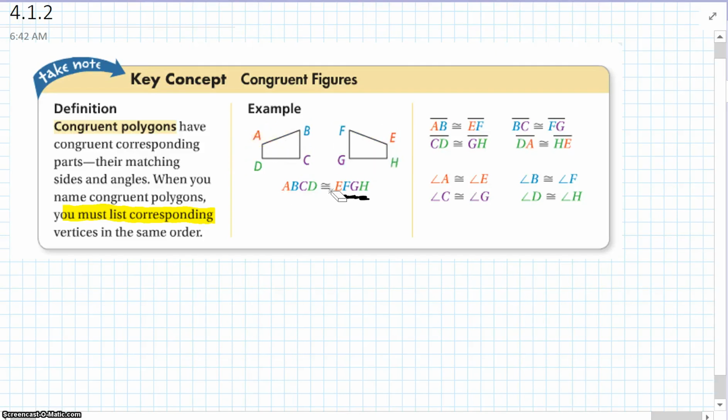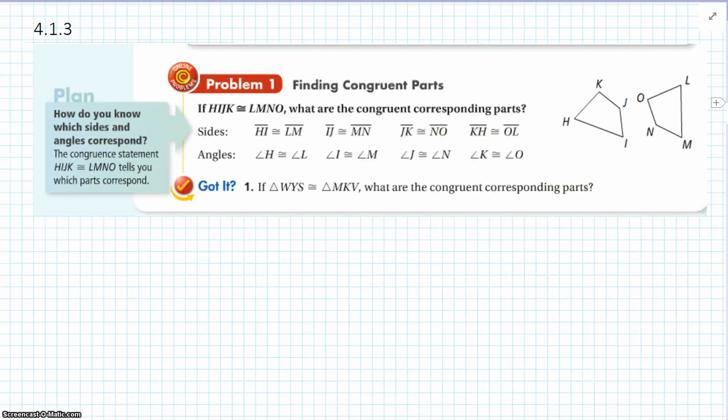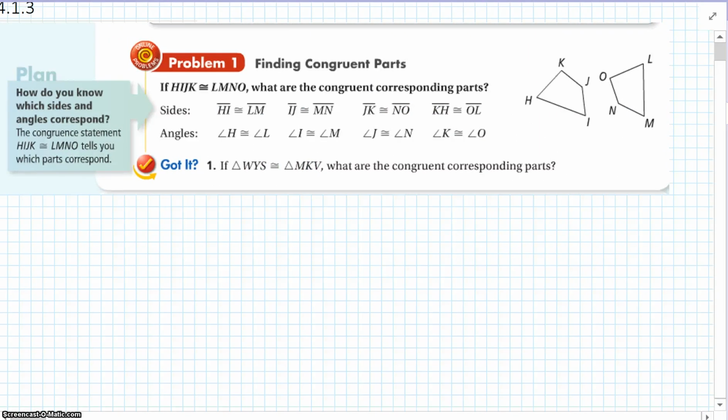And we can also label the angles as the same. Angle A is to E, B is to F, C is to G, D is to H. And I'll show you here in a little bit an easier way. Maybe we can set that up so you can see it. All right, so problem 1 says this. If HIJK is congruent to LMNO, what are the corresponding congruent parts?